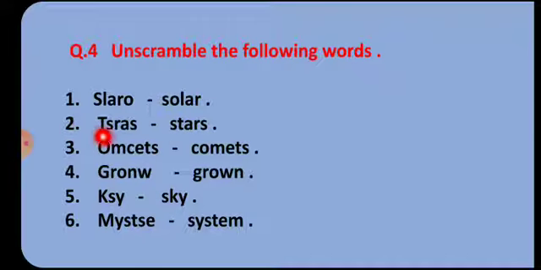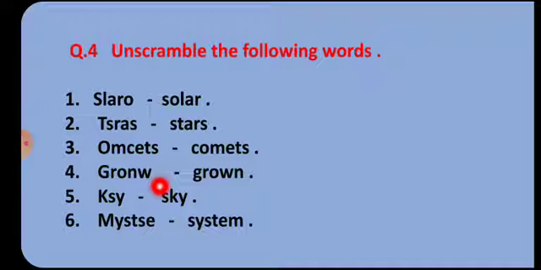Now the next word is T-S-R-A-S. So the correct word is stars. S-T-A-R-S, stars. Now the third word, the jumbled spelling is O-M-C-E-T-S. So, what will be the next correct word? Yes, correct. That is comets. C-O-M-E-T-S, comets.